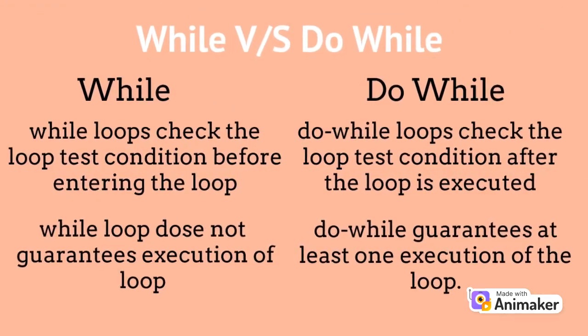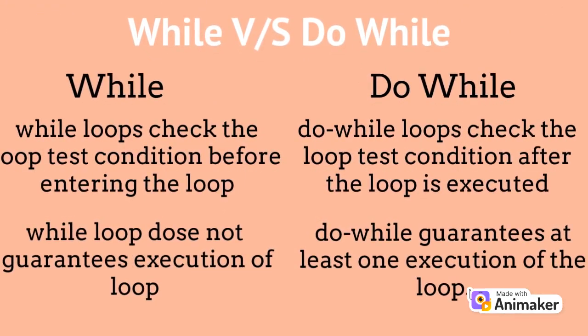Most people are confused between while and do while. So let's discuss the main difference between while and do while, as they are very much similar. But the major difference is while only executes when the condition is true. However, do while must execute once. One more difference is while loop checks the loop test condition before entering the loop, whereas do while checks the loop test condition after executing the do body once.